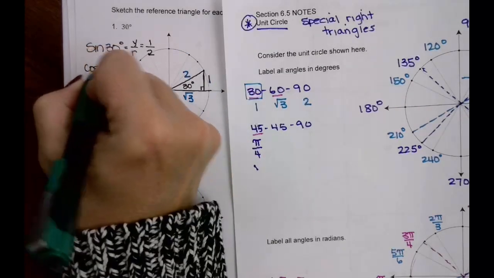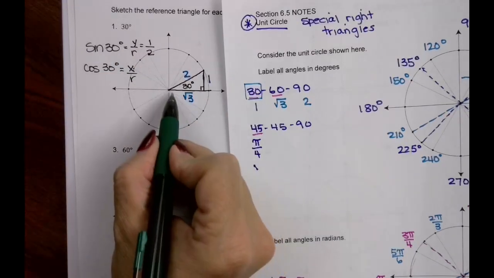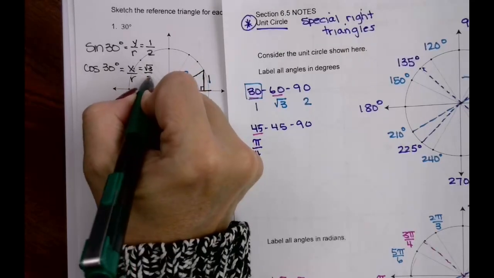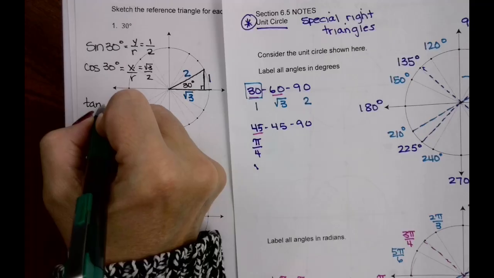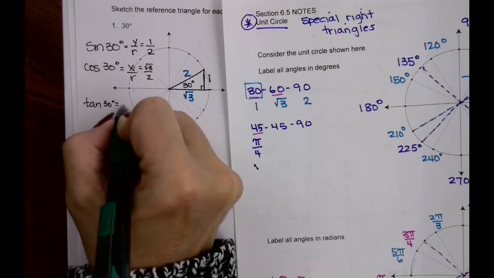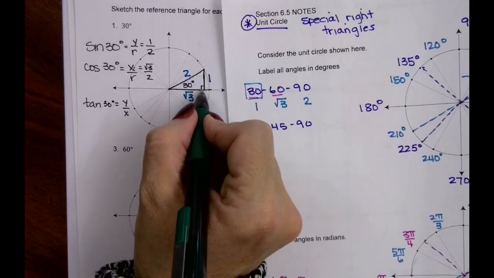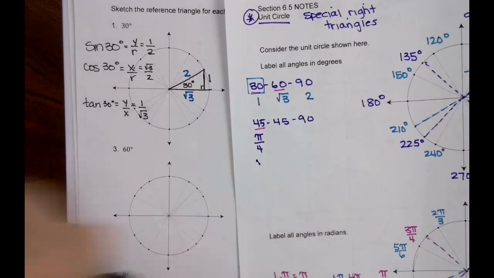If I want the cosine of 30 degrees, well, cosine is the x value over r, so the x value is the square root of 3 over 2. And tangent of 30 degrees is going to be y over x, and that's 1 over the square root of 3.